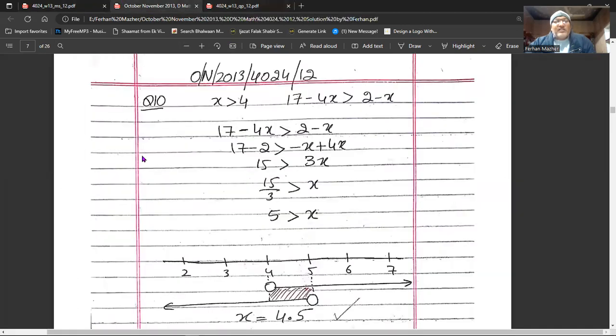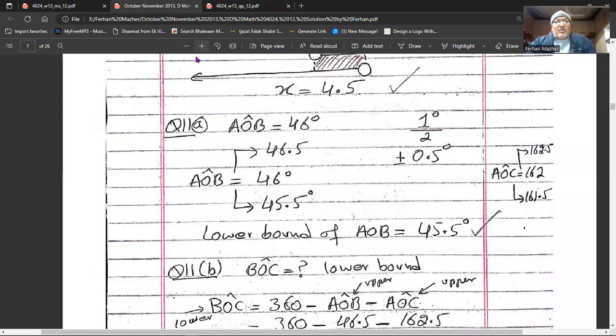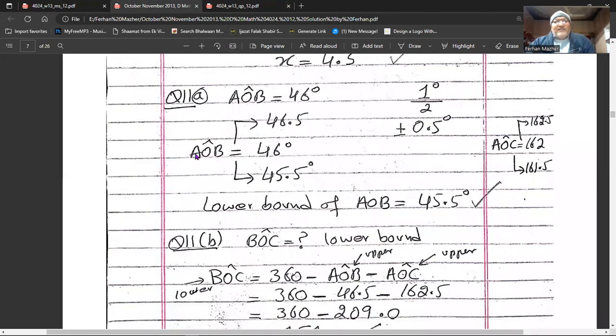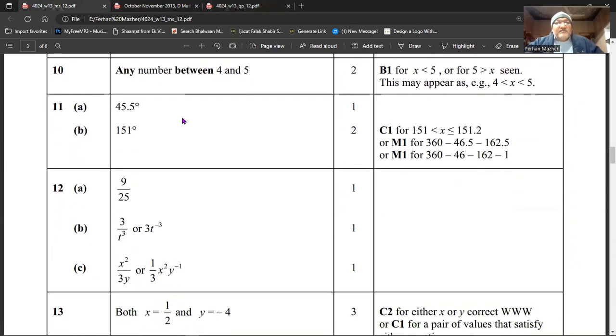Okay, so let's do first of all the A part. So you will have AOB angle 46. In the 46, if you add 0.5, you get 46.5. That's the upper bound. 45.5, that's the lower bound. Their question is, what is the lower bound of the AOB? That will be 45.5. Okay, the next question. 45.5 is the right answer, sir.